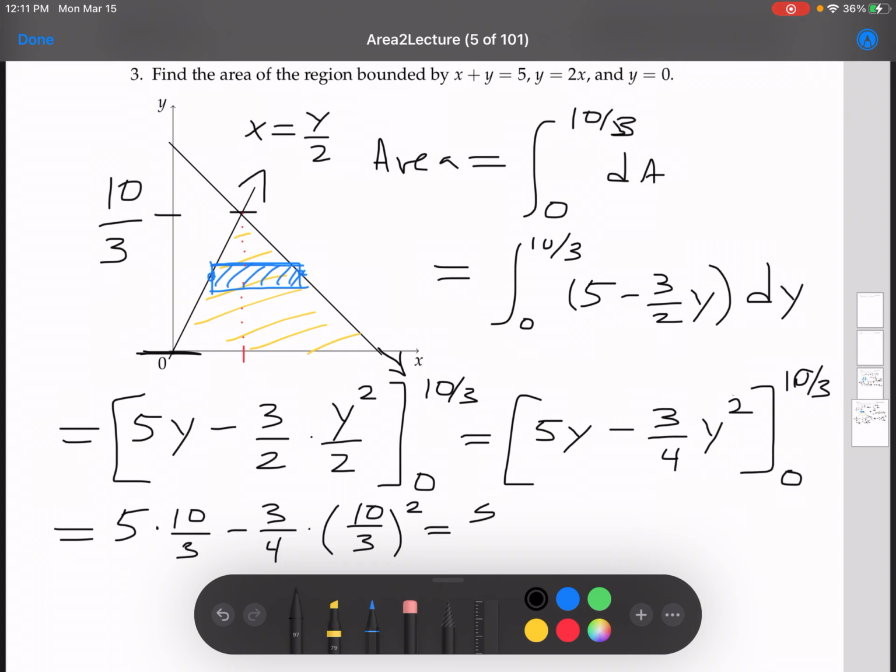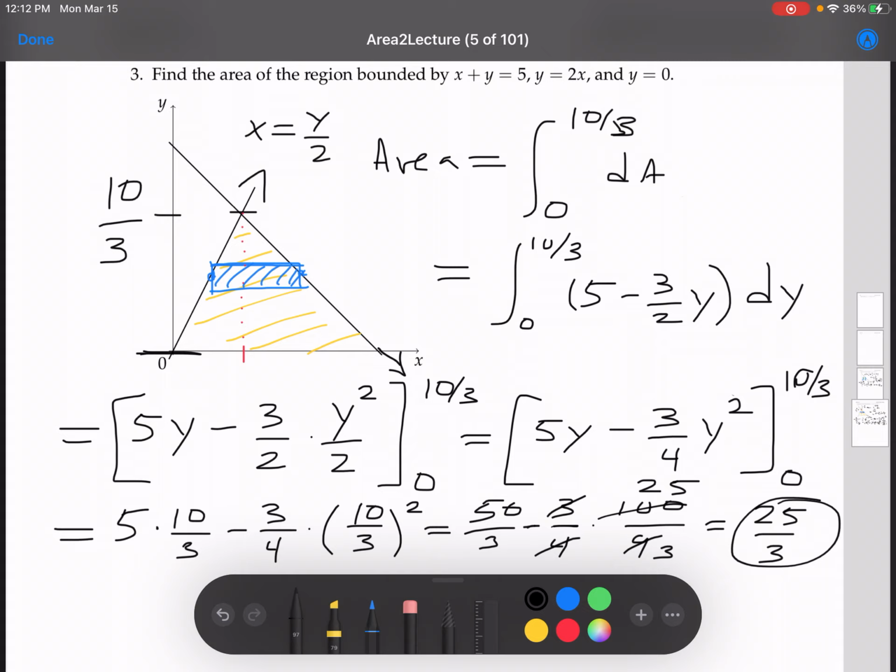All right, so this is going to be 50 over 3 minus 3/4 times 100 over 9. Okay, so 3 goes into 9 3 times, 4 goes into 100 25 times. So we have 50/3 minus 25/3, that equals 25/3. And that's our area.